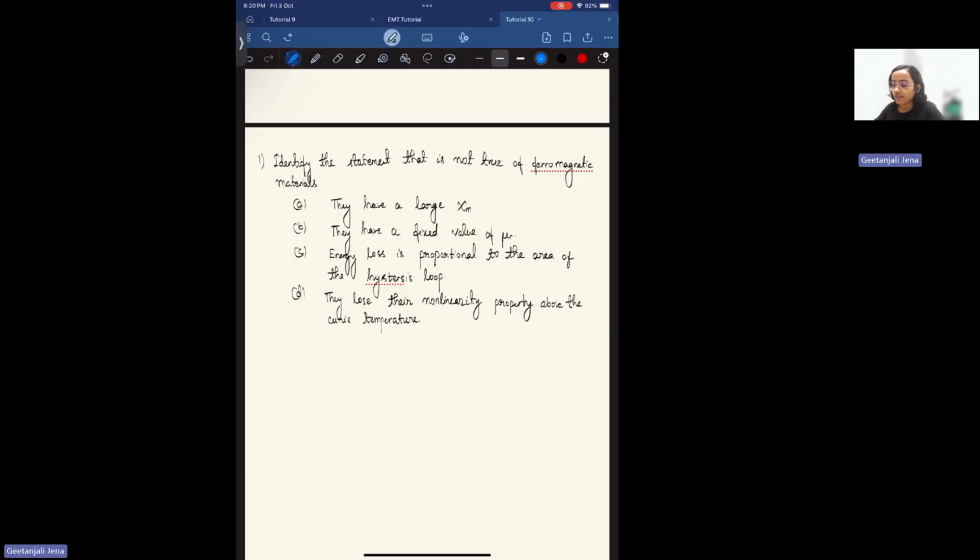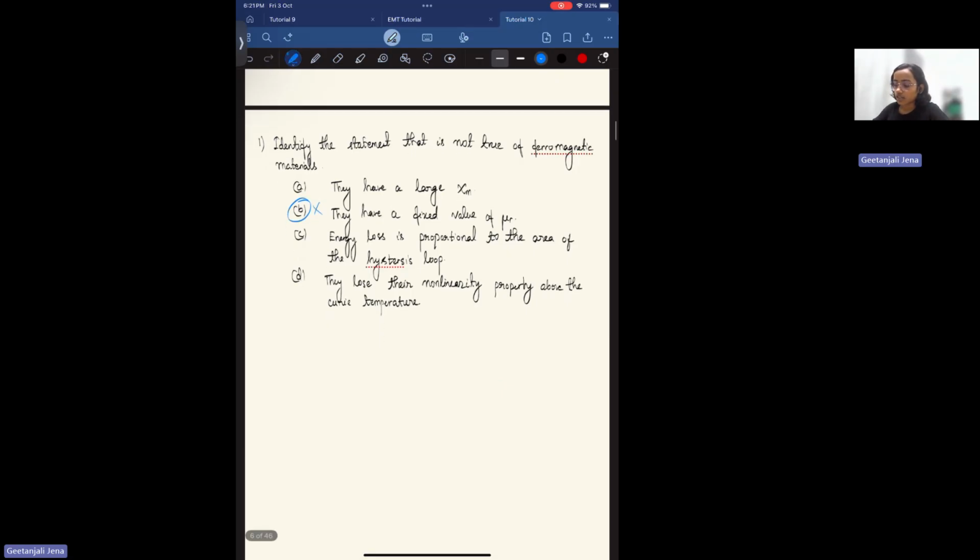So the first option is they have large chi-m, which is true because these are highly magnetic materials, so magnetic susceptibility should be high. Second is they have a fixed value of mu r. This is not true because, depending on the magnetic material, maybe iron, cobalt, or nickel, they have different values of magnetic properties. So they should have different values of mu r. That means the second option is not true.